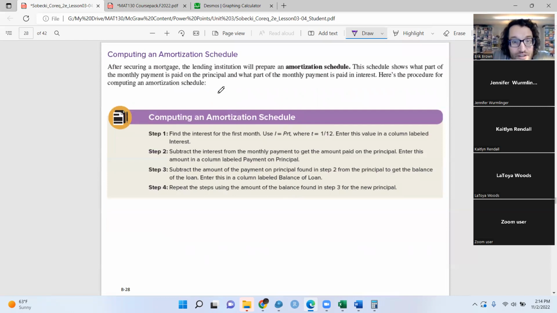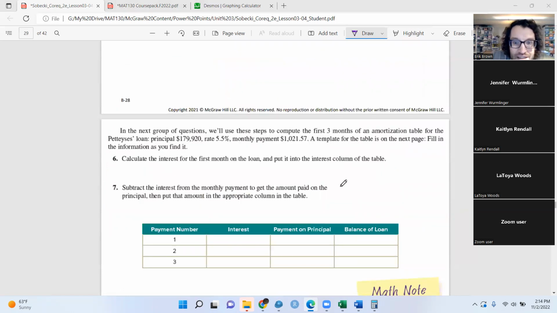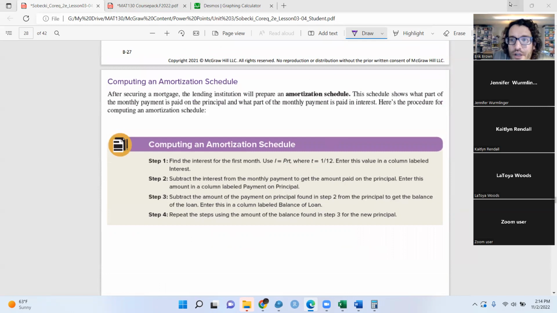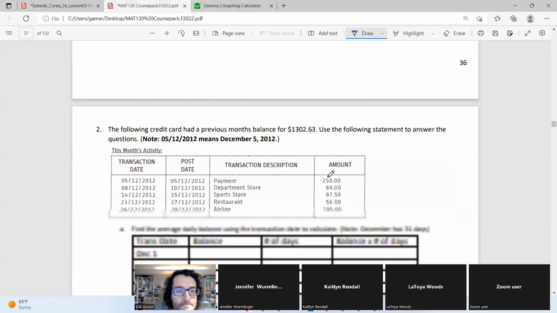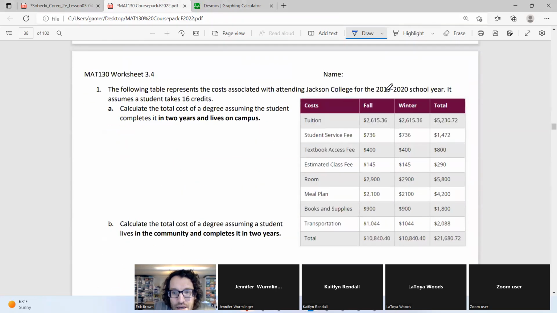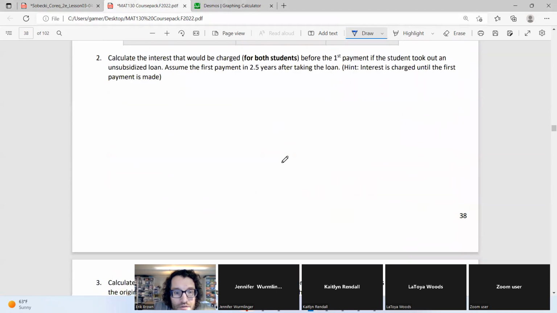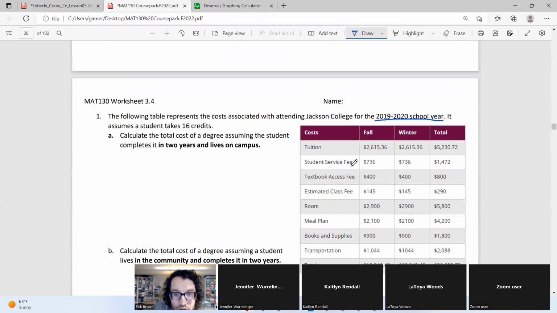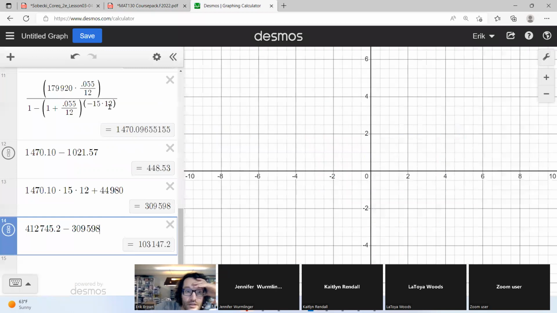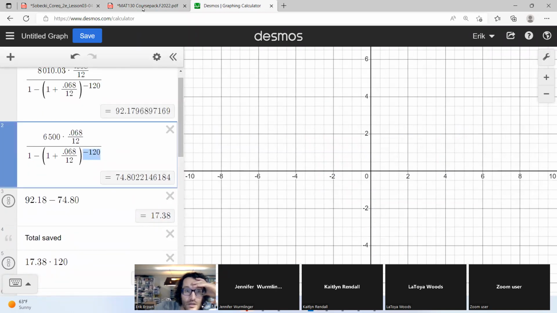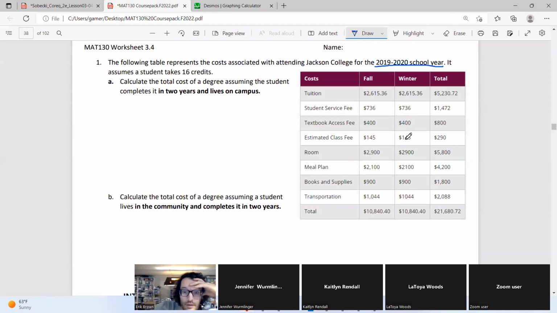I typically skip this amortization schedule. It's really nice because it shows you how the interest goes, but I tend to skip it. I think what I would like to do is give you a chance to try the worksheet problem for 3-4. So this is page 38. What I did is I copied from Jackson College's webpage the costs to attend college, and I'm having you do a couple calculations for student loans and a total cost. I did not put in here a mortgage calculation. They are essentially the same, right? It's just whether you're going to be using years times 12 months or using the 120, the 10-year loan. So there's that that I'd like you to try.